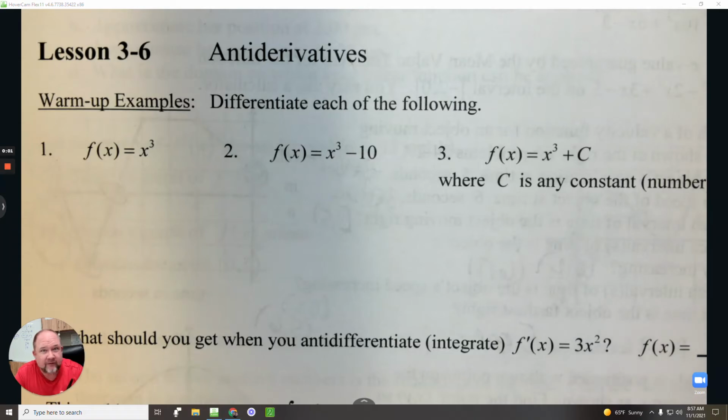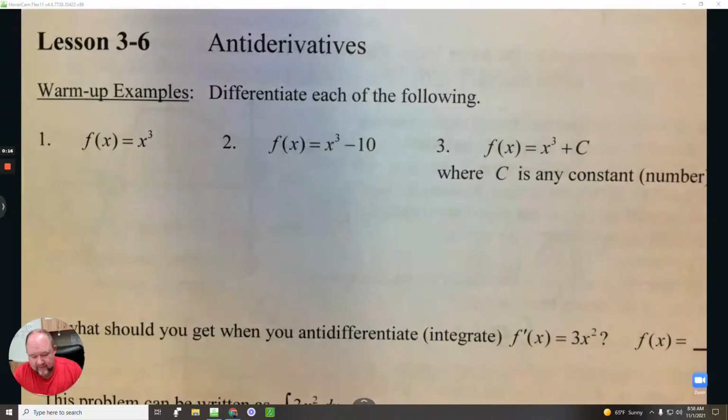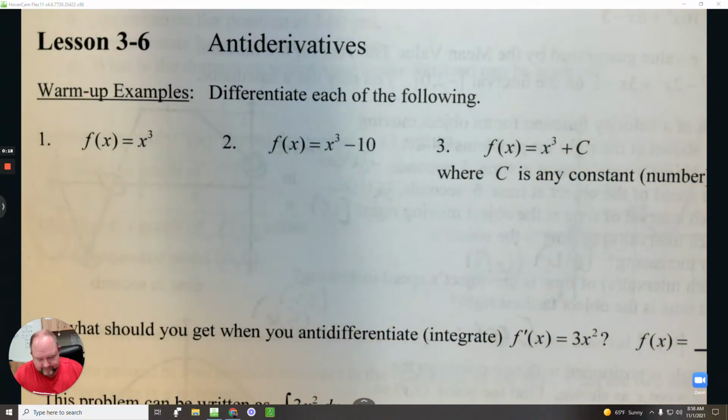All right, lesson 3.6, antiderivatives or integration. So here's our first lesson where we start to pivot. Half of calculus is working with derivatives. The other half is integration. Sometimes more than half is with integration. And so integration is the inverse of derivatives.